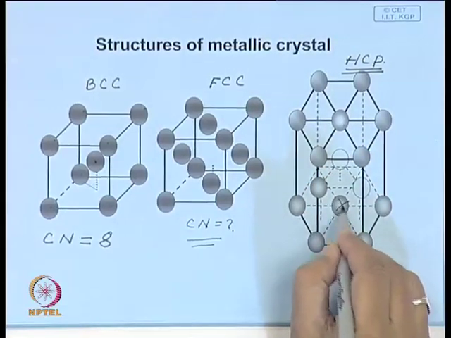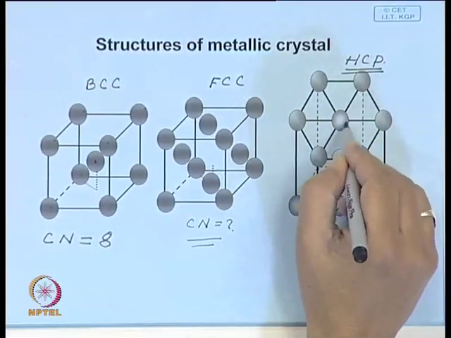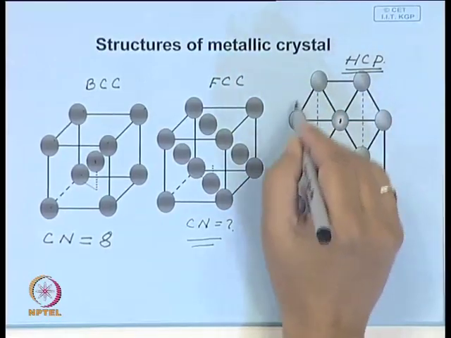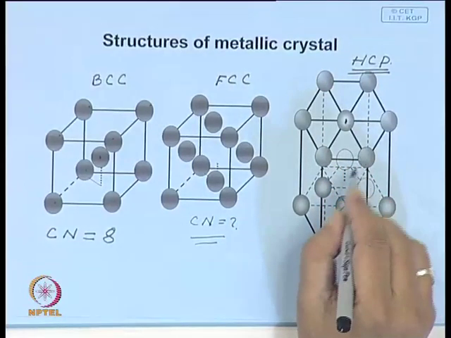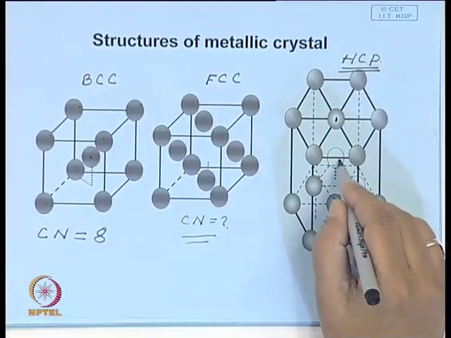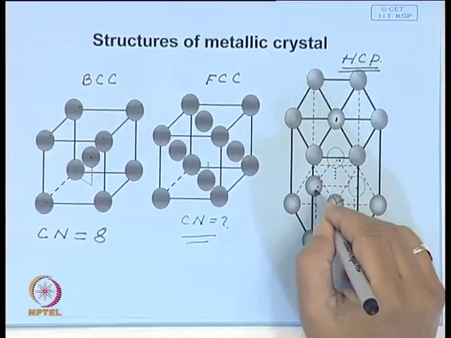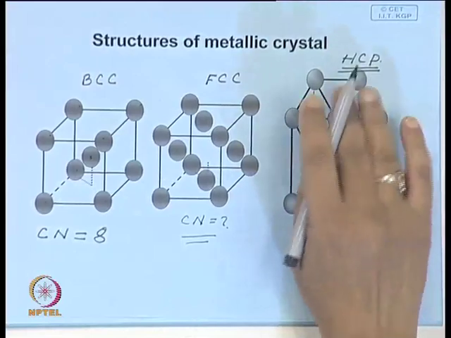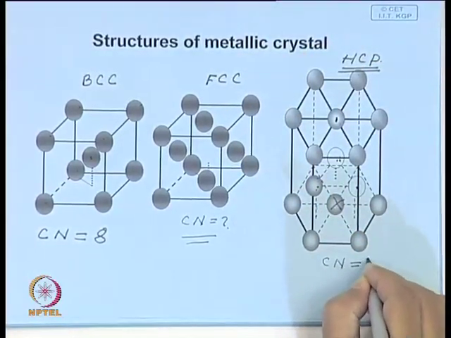You take this and try to find the number of nearest neighbors. Let us say you take this atom: you have 6 in the plane, you have 3 neighbors here, 3 here, similarly 1, 2, 3 over here, and similarly 3 at the top. So, in this case the coordination number is 12.